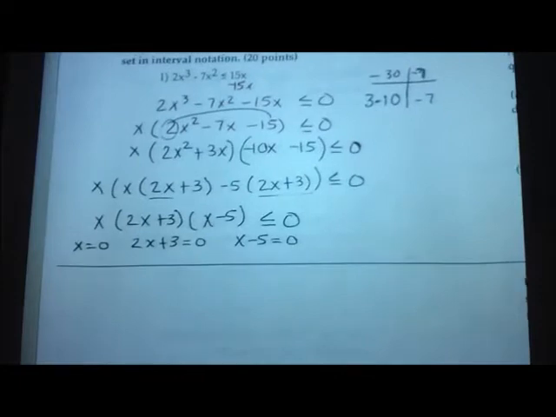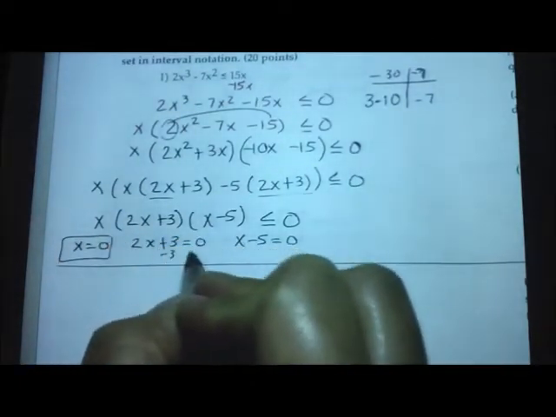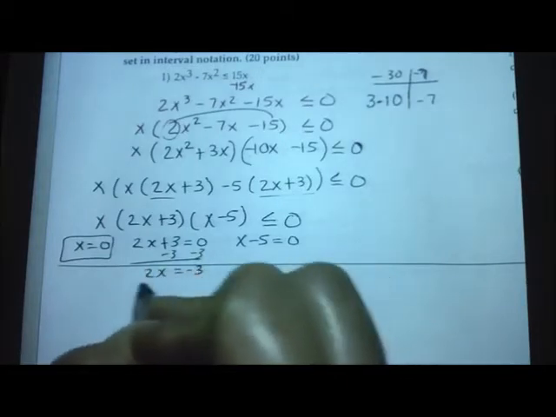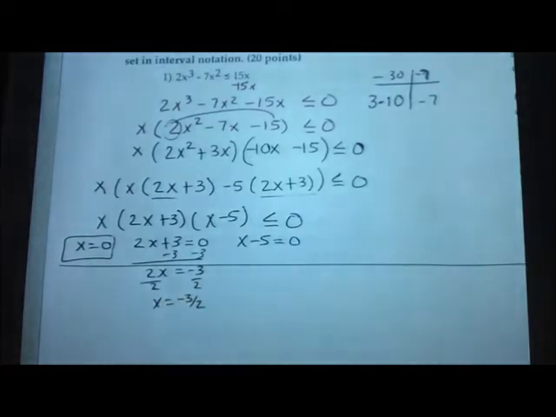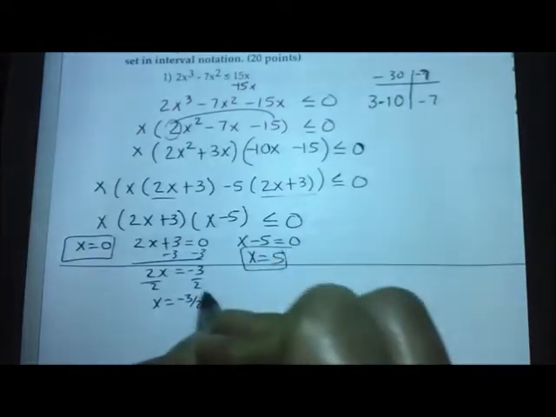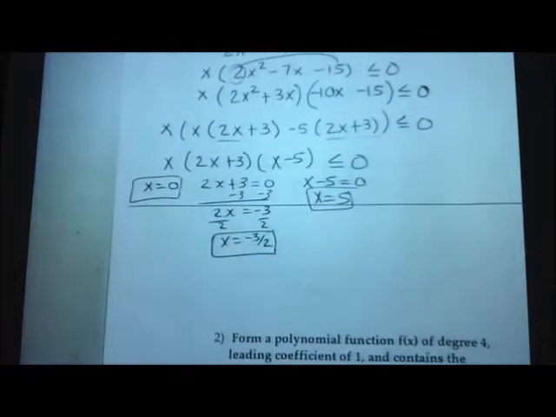So the first one's already what? Solved. This one becomes, we subtract 3, 2x equals negative 3, so x equals negative 3 over 2. And then x equals 5. So these are my 3 possible answers. So what is the next step from here? You make a line. I need to make a number line.